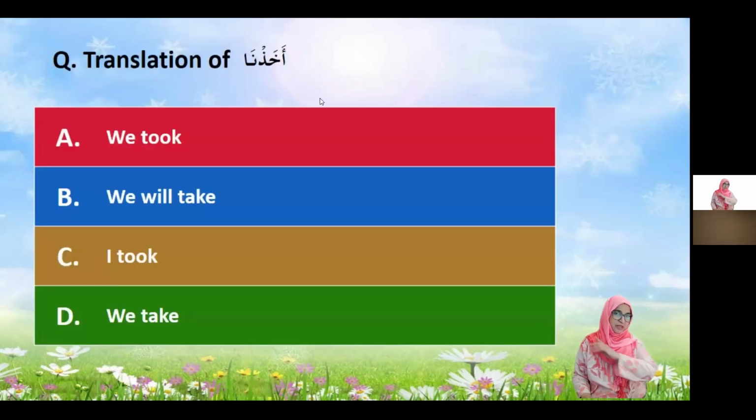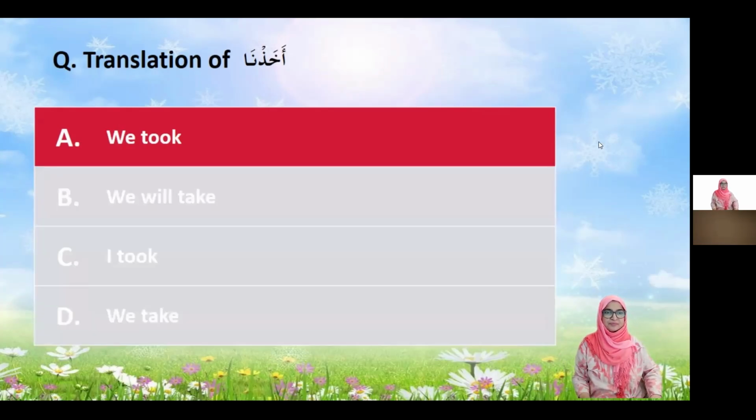Now let me give you a quiz. Can you give me a translation of akhadna? Akhadna. We took, yes, because akhadha, akhazu, akhazta, akhaztu, akhaztum, akhadna. We all took, or we will take? No, we all took. It's madi, not mudari, because we will is mudari. So we took, past madi.